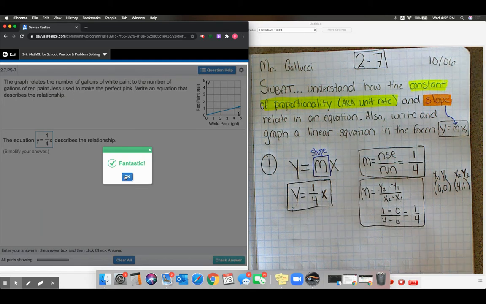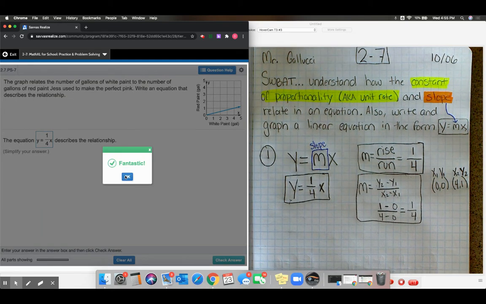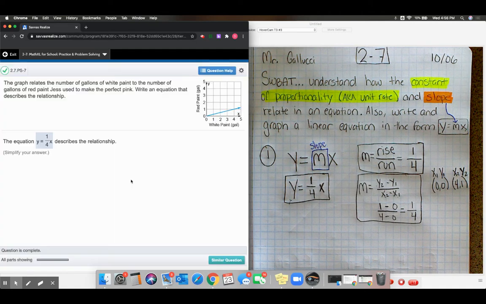All right. So not much new stuff today. You're really getting practice writing equations. And the way you're going to write the equations is find the slope and then put that number for slope in where m is. Okay. Let's get to the next one.